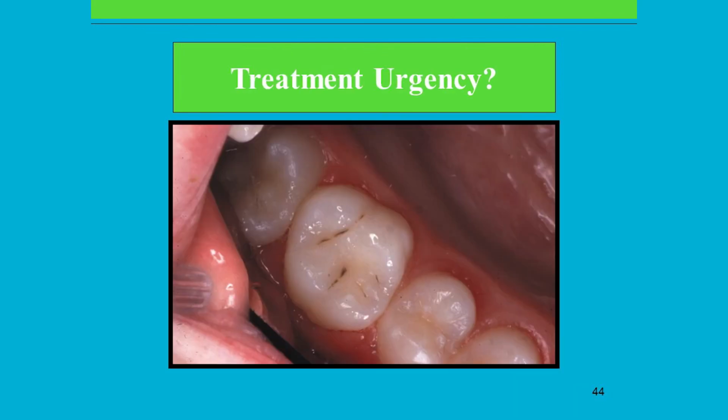What would you say about this tooth? In the treatment urgency category, would you mark no obvious problem, early dental care, or urgent dental care? This appears to be stained pits only. Therefore, no obvious problem is indicated. Please remember, if you are in doubt, be conservative.